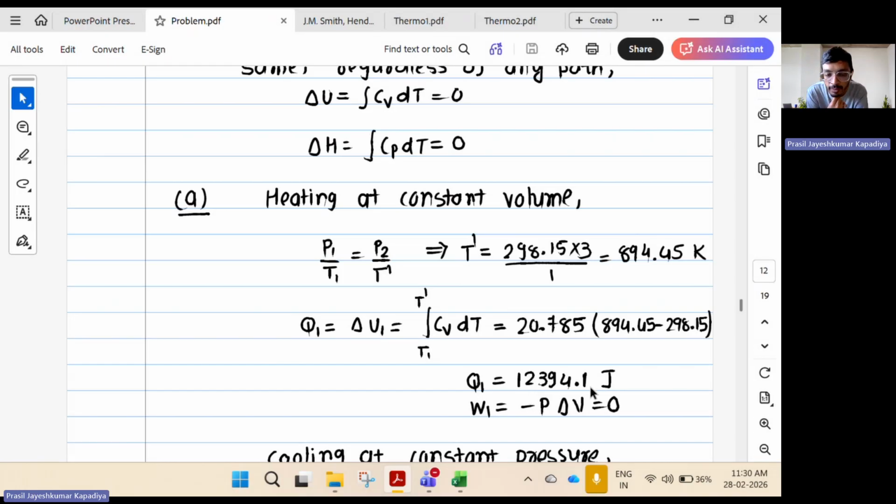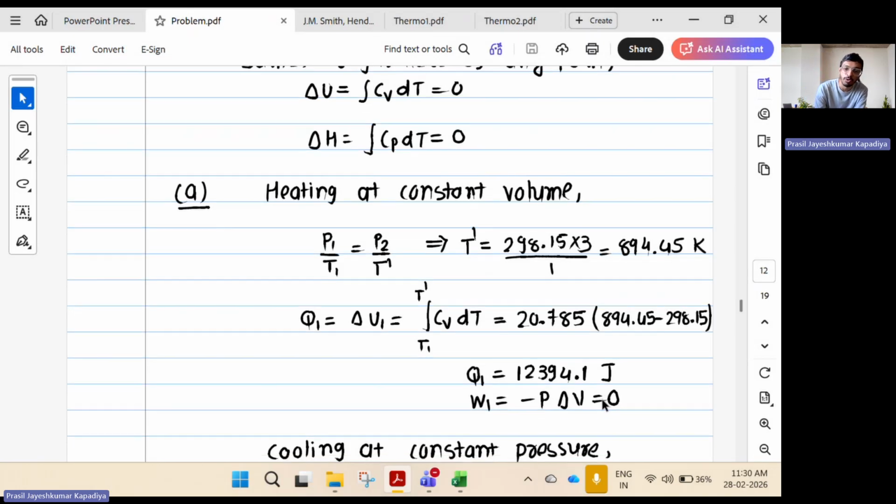Now what will be my W, work done by the system? That is minus PdV. Now I am heating at constant volume, so my delta V will be 0. So my W1 will be equal to 0.